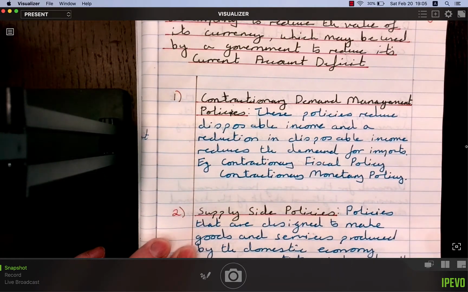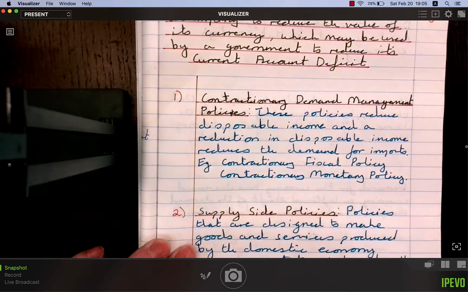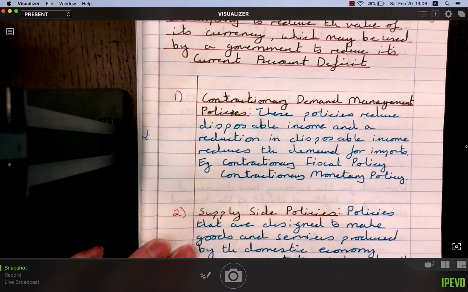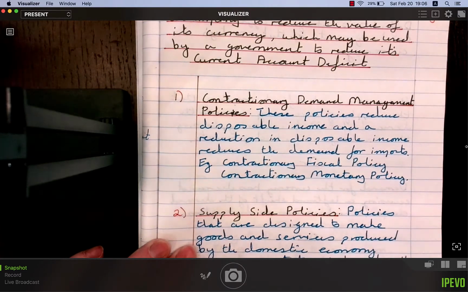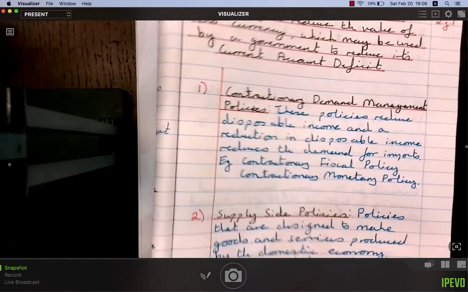Well, if you reduce disposable income, this is going to reduce the demand for imports. Because if you reduce disposable income, people have less money to spend. And what you find is, as a country gets richer, the amount of imports into that country rises. So how does the government reduce disposable income? Well, essentially, there's two ways. There's contractionary fiscal policy, which just takes money off people and spends less. Or there's contractionary monetary policy, which means that it's more difficult to borrow money, because the interest rate rises. Okay, so there's one demand management policy.